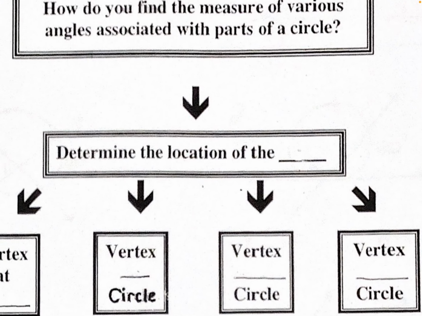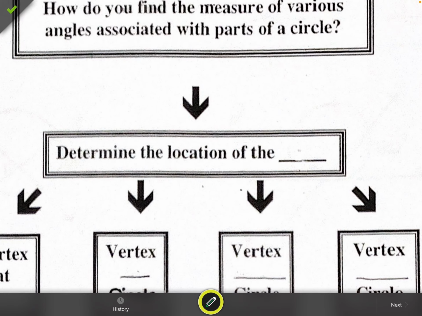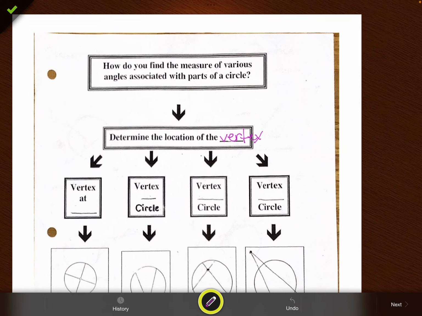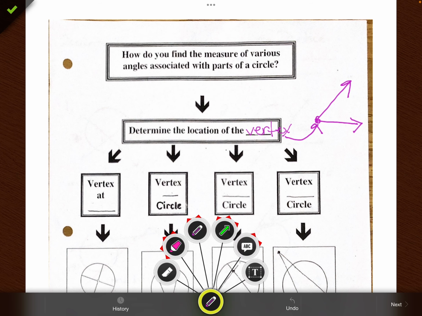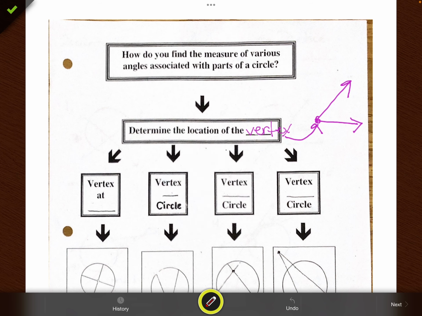Step one, we're going to determine the location of the vertex. Now remember, the vertex is the corner of your angle where your two rays meet that make your angle. So that's your vertex right there. And I'll make it red just so we can all see it. So that is the vertex.